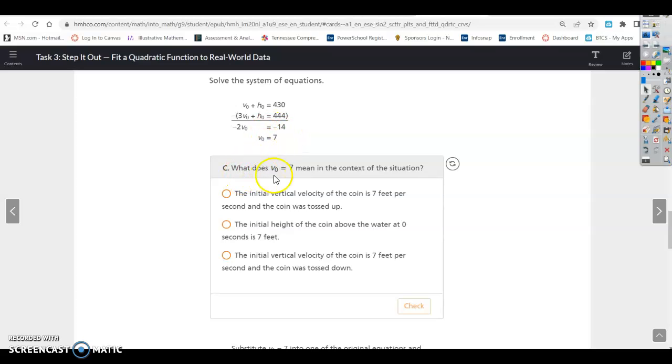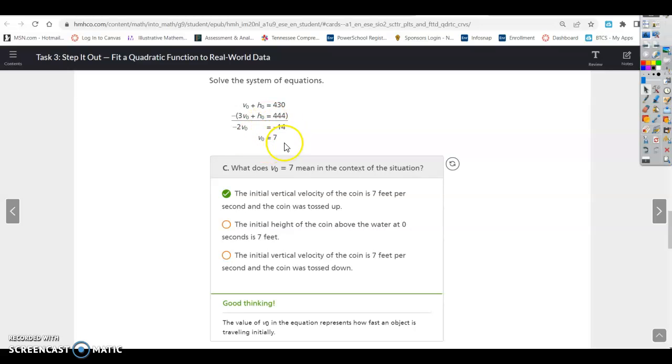And it says, what does v sub o equals 7 mean in the context of the situation? All right, so the initial vertical velocity of the coin is 7 feet per second, and the coin was tossed up. The initial height of the coin above the water at 0 seconds is 7 feet. The initial vertical velocity of the coin is 7 feet per second, and the coin was tossed down. All right, so we know we tossed the coin up, and the initial vertical velocity is 7 based on what we found right here.